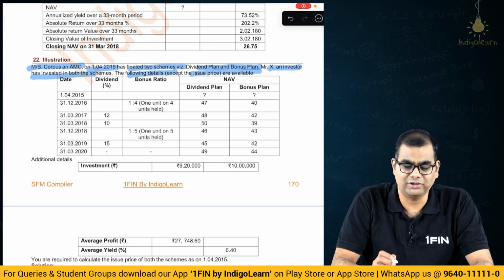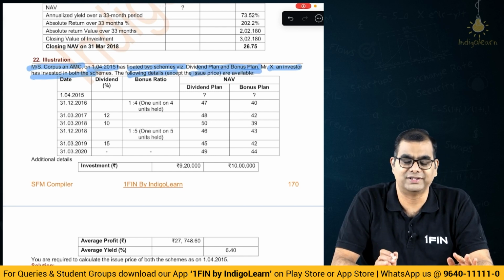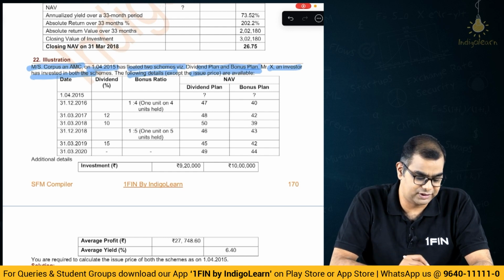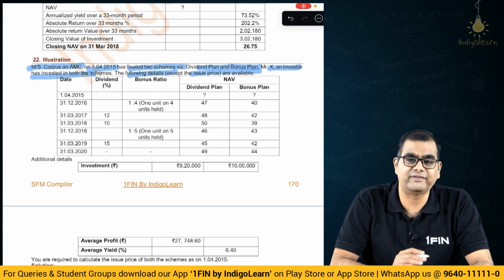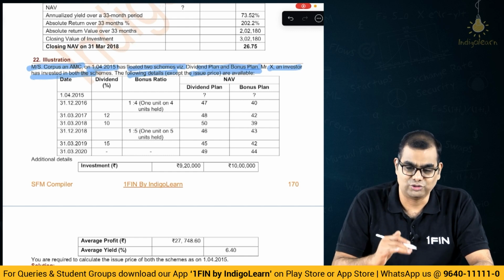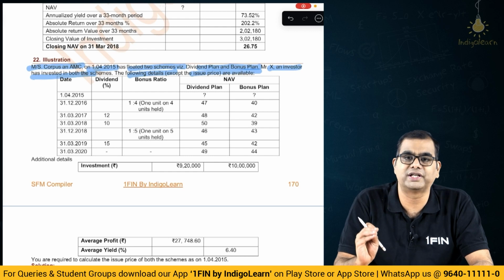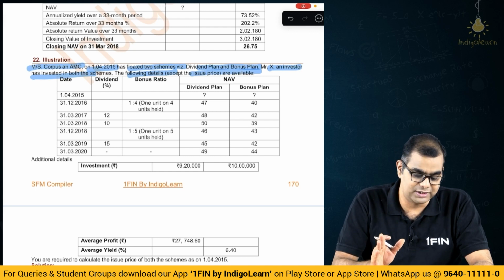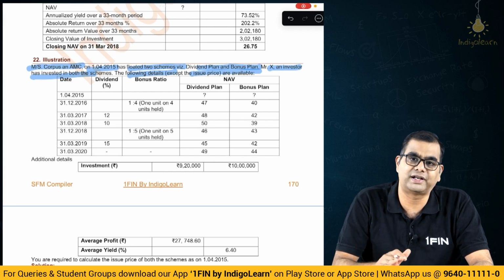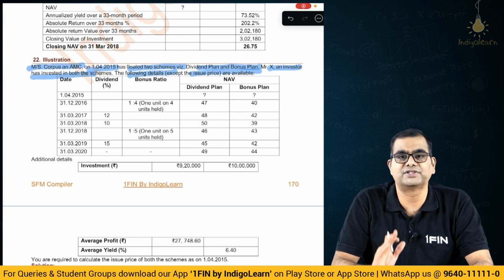So, when you float a scheme, this is the first problem that I have with the question. Whenever there is an issue, I have never seen in my life an NFO, new fund offer, coming at a price which is different than 10 rupees. If you start a scheme, the face value of the unit is equal to the money that you are putting in, which is 10 rupees. It is impossible that you put something at 40 rupees or 50 rupees or 60 rupees and the face value is 10.